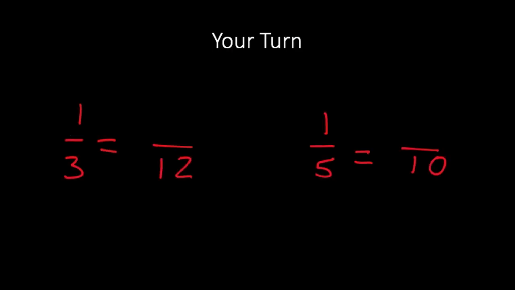Now your turn. Pause the video, write it down on a piece of paper, and make sure you have your answer with you. So if you pause the video, let's give it a try. 1/3, what did we get to 12? We multiplied by 4. 3 times 4 equals 12. Now whatever we do on the bottom, we have to do on the top as well. So 1 times 4 equals 4. Now time for our last problem here. What did we do to 5 to get to 10? We multiplied it by 2 to get to 10. Now we can multiply 1 times 2, and that will get us 2, because whatever we do on the bottom, we have to do on the top.